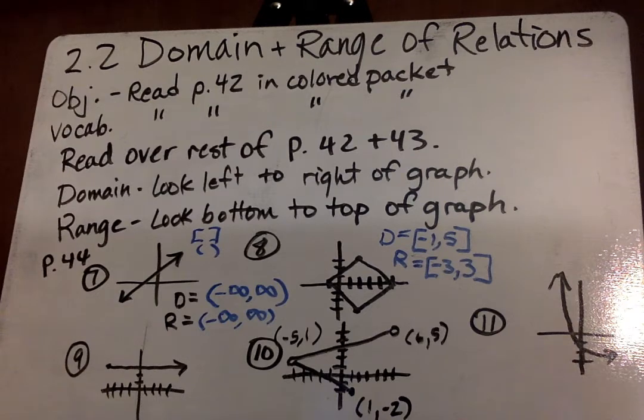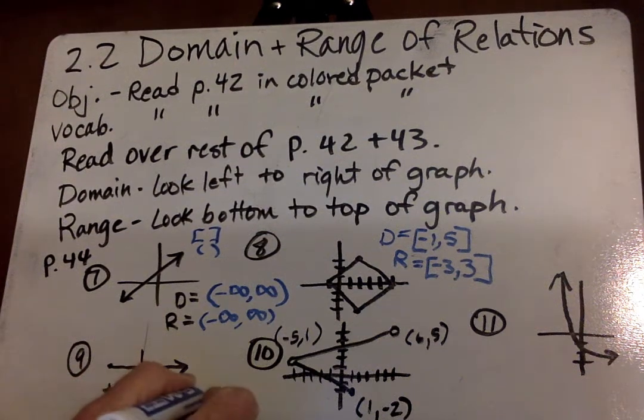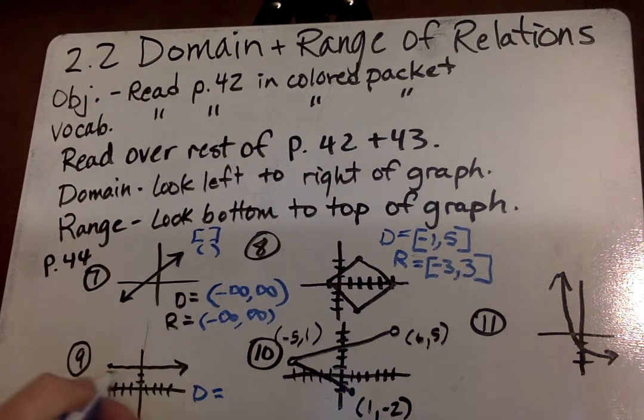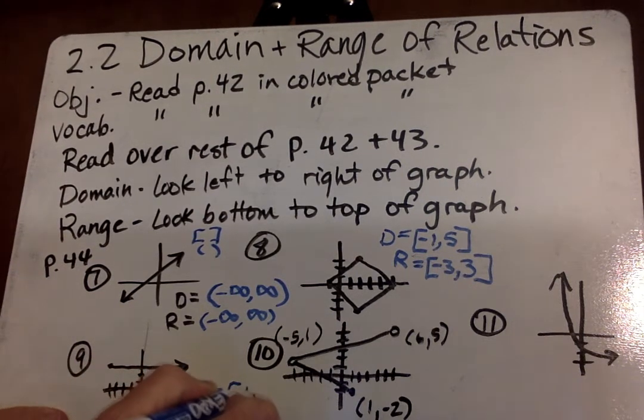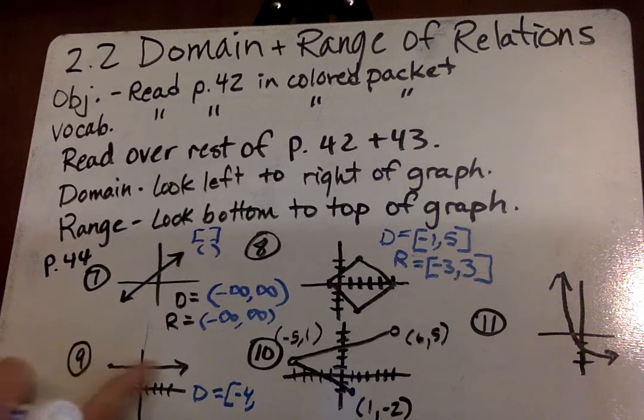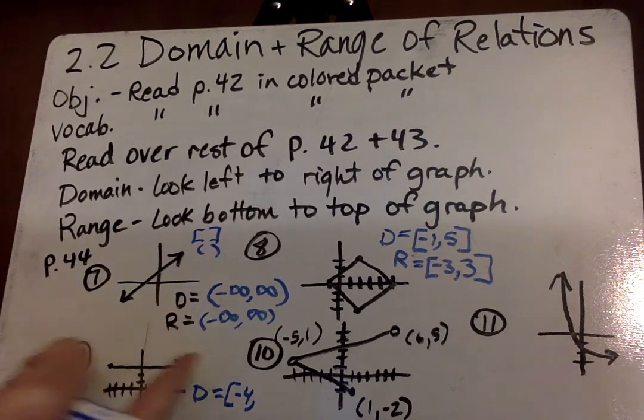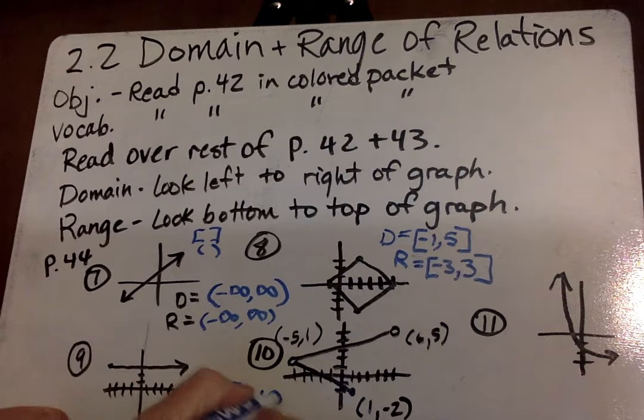Okay, next we're going to go on to number 9. So for number 9, we are going to say our domain equals, okay, our domain, we're looking left. It's going to be interval notation when I go 1, 2, 3, 4. Did I draw that right? Yes, I did. And it includes -4. And it goes all the way up to infinity. So again, for the domain, I'm looking left to right. So I put infinity there.